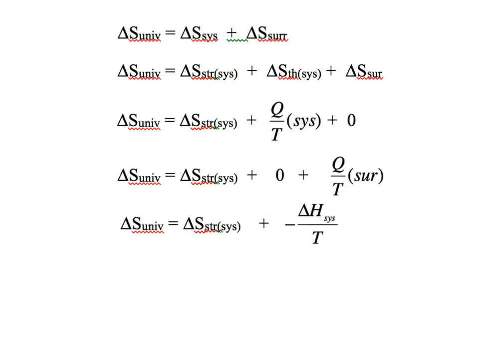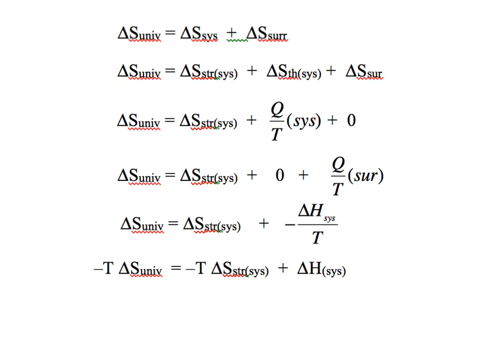We determine the delta H for the system by measuring the flow of energy to or from the surroundings. To increase the thermal energy of the surroundings, the enthalpy of the system must decrease. Now, changes in entropy and enthalpy on the right side of the equation are in terms of the system only.